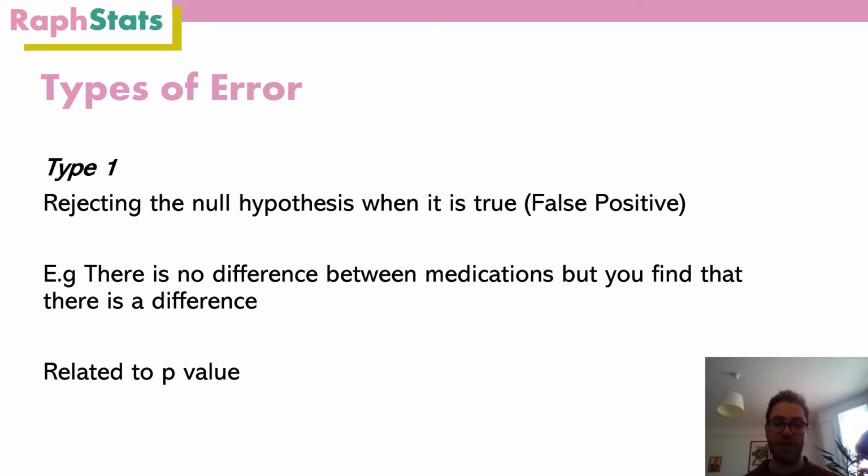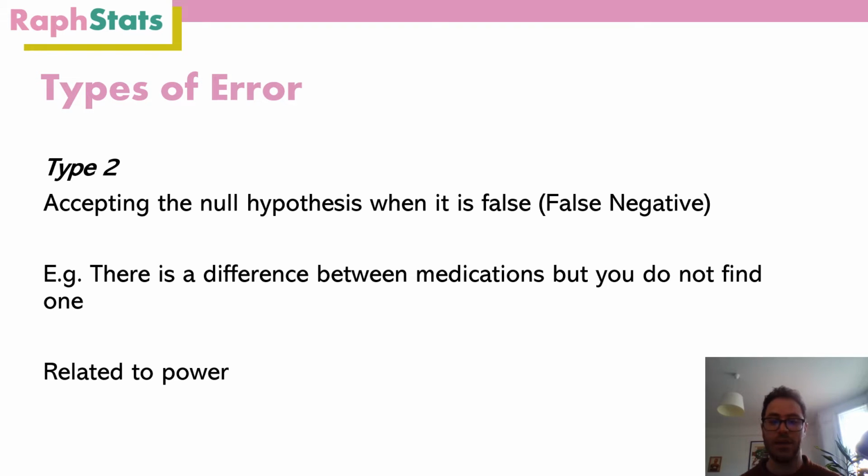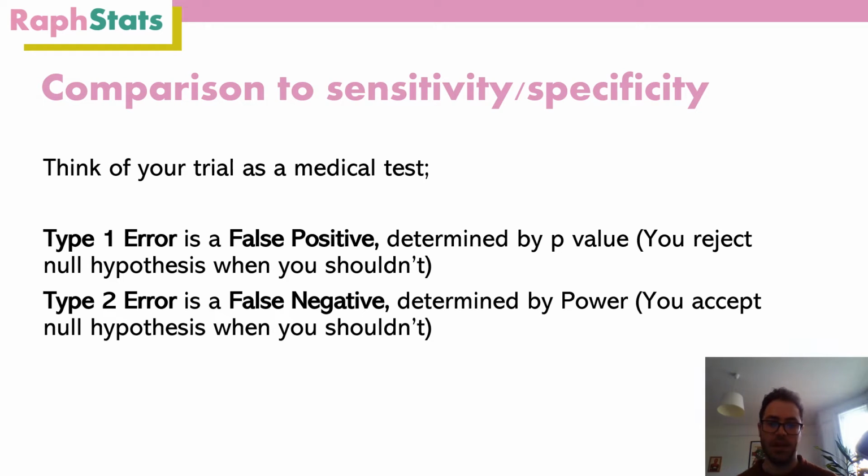So the type 1 error is that false positive error. It's rejecting the null hypothesis, there is no difference, when it's true. So when we say, okay, medicine B is better than medicine A, but actually medicine A and B are pretty much identical, and that's related to the p-value or the significance level. Whereas type 2 error is the opposite, so saying we've not found any difference between these two medicines, when in fact, in reality, medicine B is better than medicine A, so a false negative finding. And that is related to power that we talked about. And again, comparing to sensitivity and specificity, type 1 error is a false positive and type 2 error is a false negative.